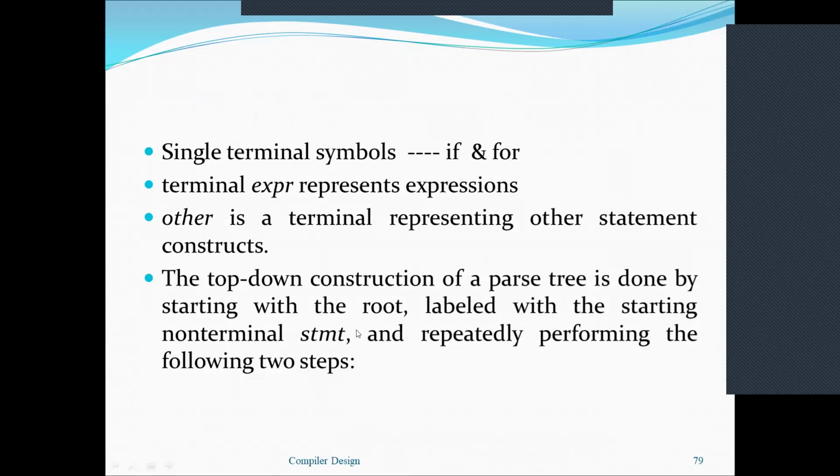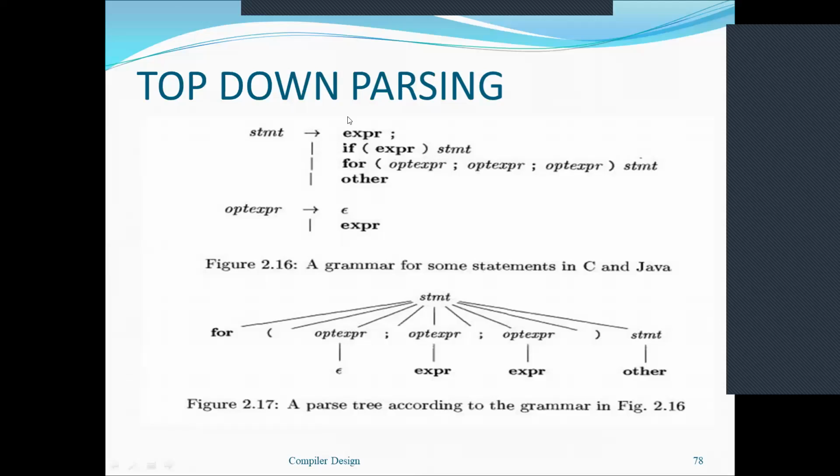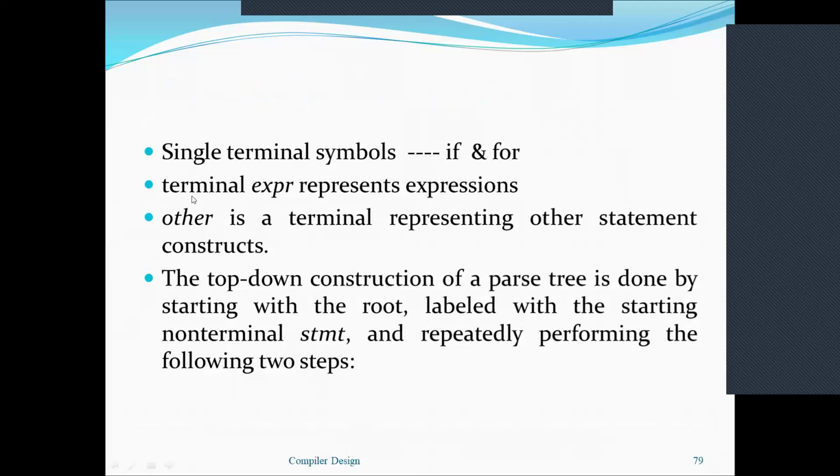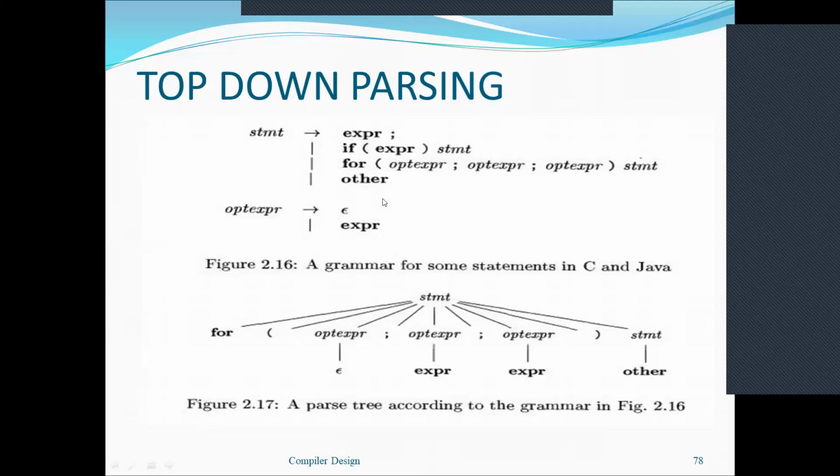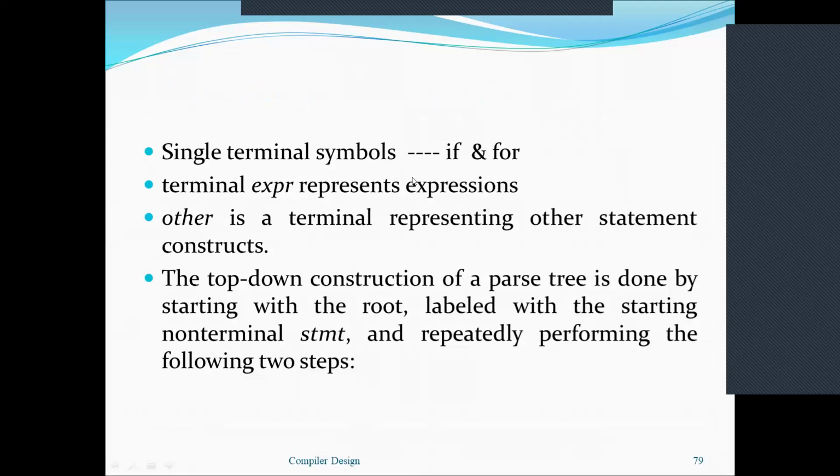Here it uses single terminal symbols, that is if and for. We know what a terminal is: terminals are nothing but the keywords. So what are the keywords here? The keywords are if and for. And the terminal expression represents the expressions. And other is a terminal representing other statement constructs, meaning other can be any statement which has not been defined yet.